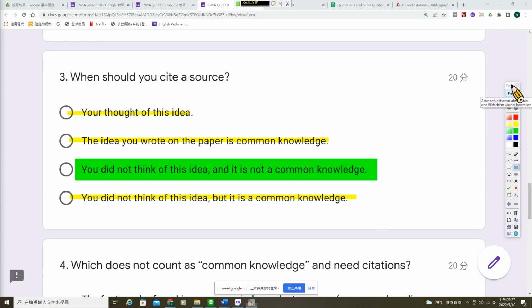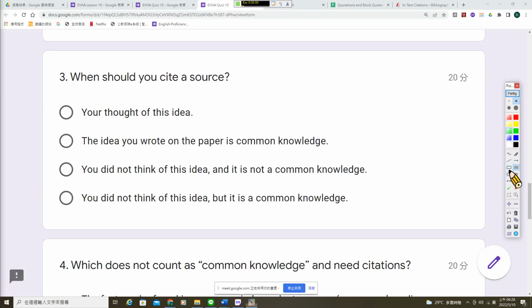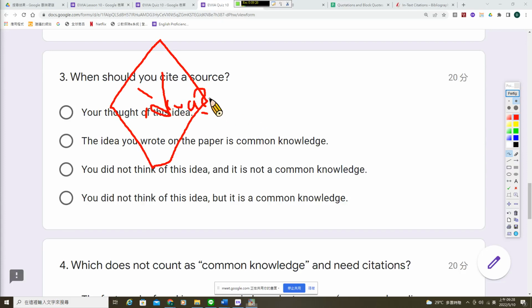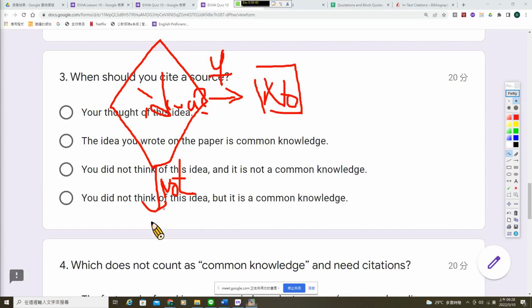Just as last lesson, I gave you a flow chart, right? So let me use that one more time. Let's go through the process. The first one, you have to ask yourself, whose idea? Okay. First one, if this is yours, then of course you do not need to cite. But if this is not, right? Then there's another consideration. Is this common knowledge?